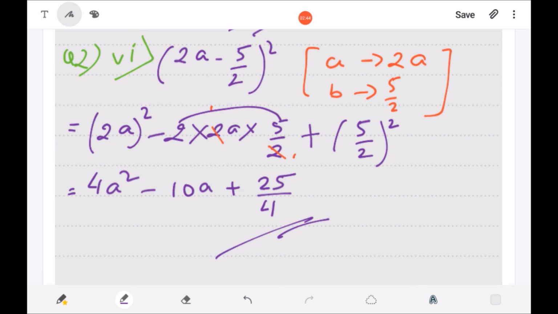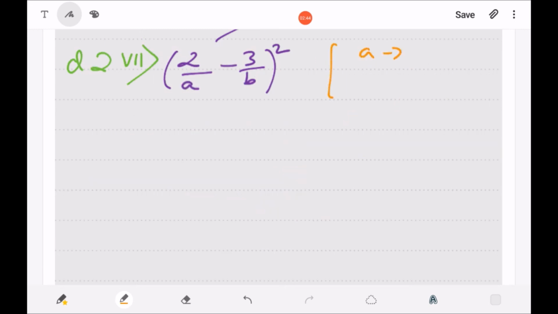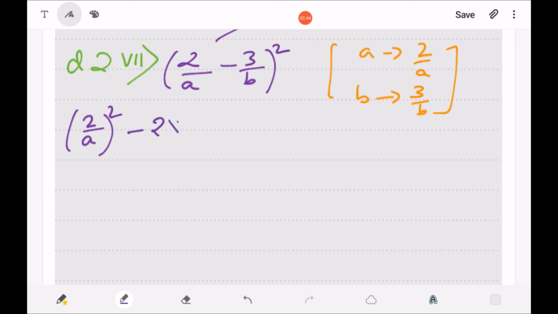Now let's take the seventh part, (2 upon a minus 3 upon b) the whole square. So here our a is 2 upon a and b is 3 upon b. I am reminding again, the negative sign between them should not be considered when you are taking the value of b. Okay, so now square the first term minus 2 times the product of the first and the second term, which is 2 into 2 upon a into 3 upon b, plus the second term square, which is (3 upon b) the whole square.